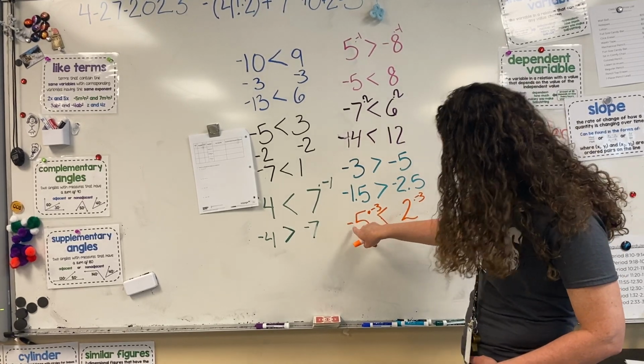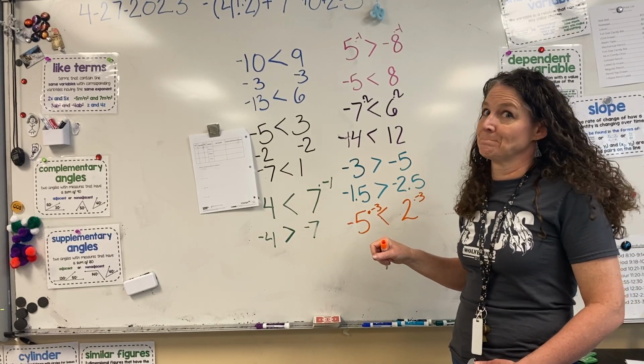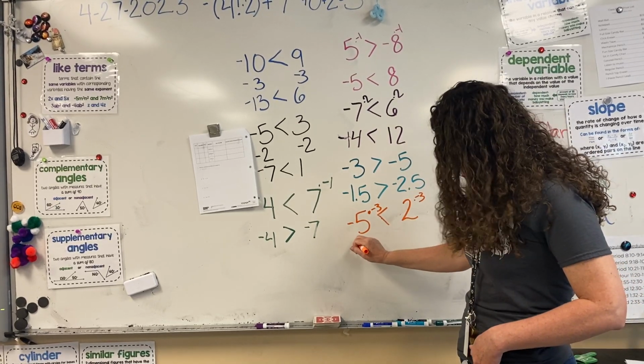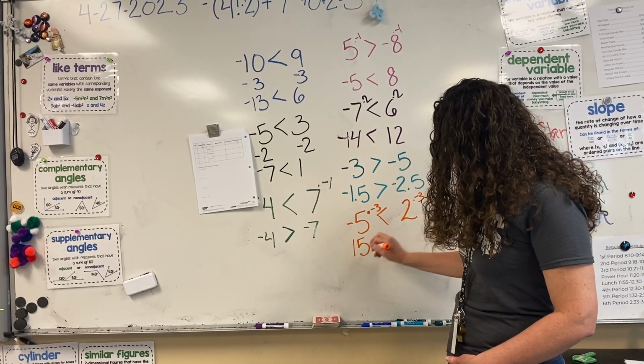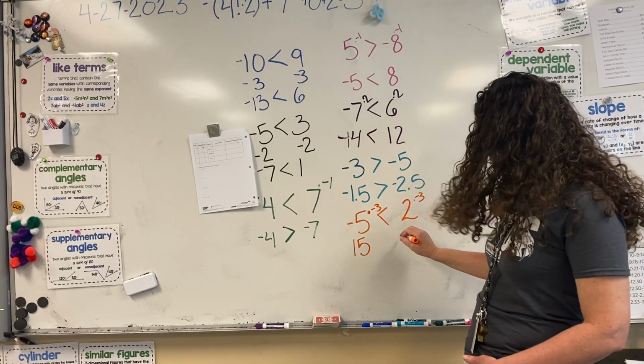Okay, so what's negative 5 times negative 3? Negative 15. A negative times a negative is a positive, so it's positive 15. Negative 2. You didn't even let me finish, and you told me it's negative 6.